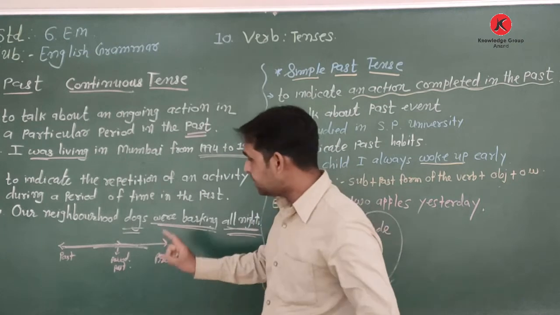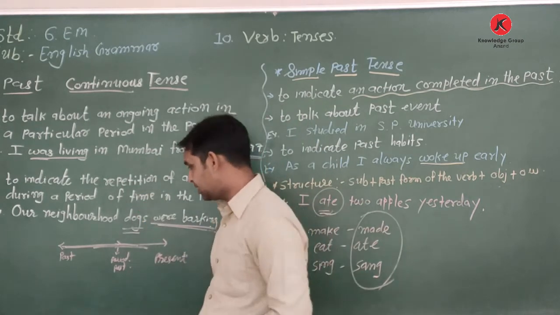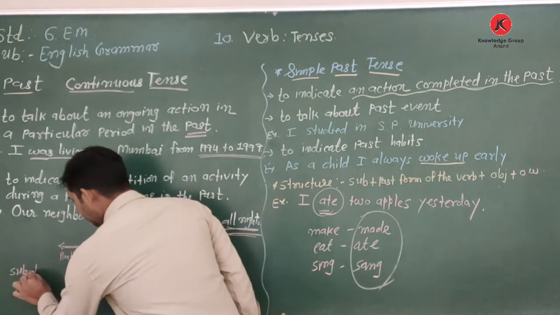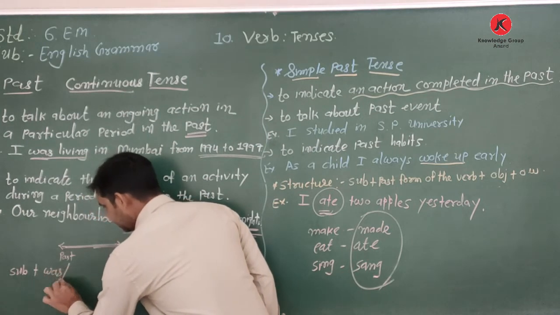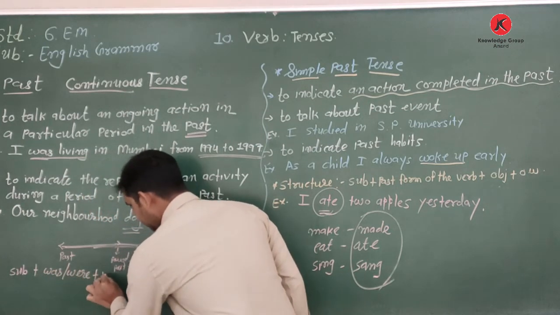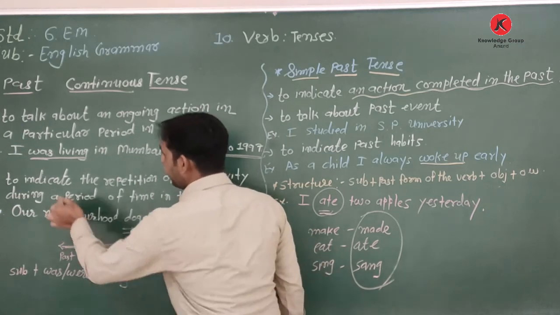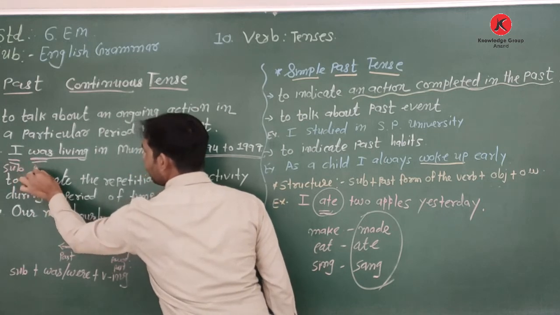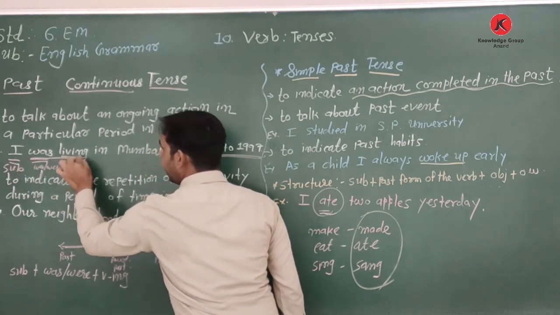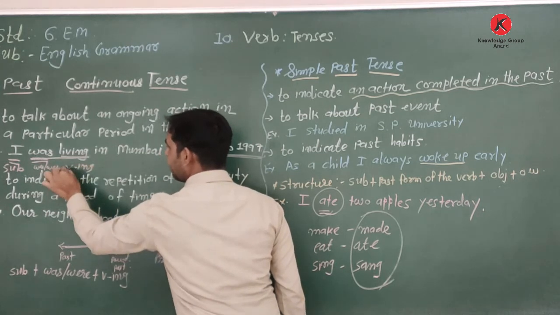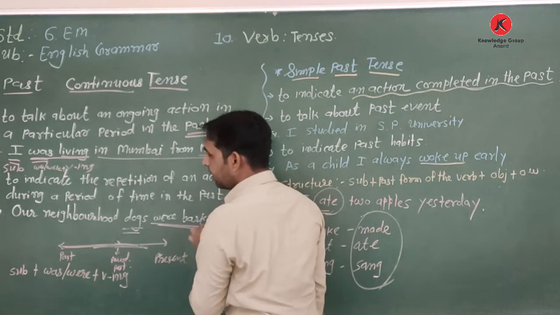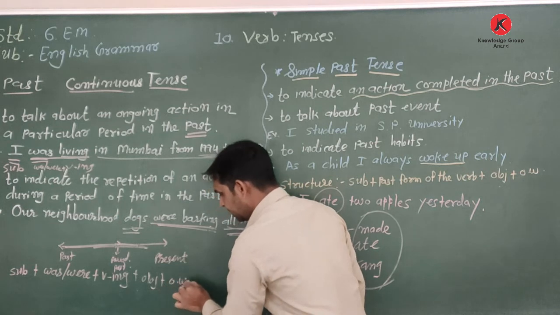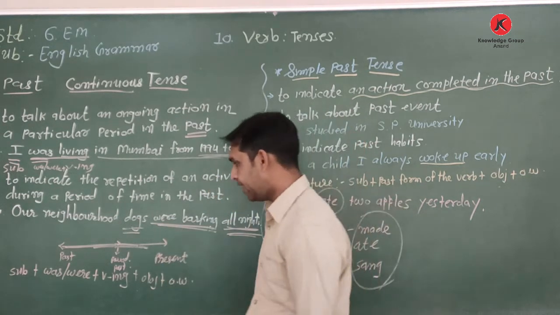Okay? What is the structure of the past continuous tense? Look here. The structure is, first we write subject plus was or were, plus verb with ing. Here, subject plus the to be form, but in the past. Okay, was or were we use. Then verb with ing. What? Verb with ing. Then the other words. If you want to write an object, then object plus other words. This is the structure of the affirmative sentence.